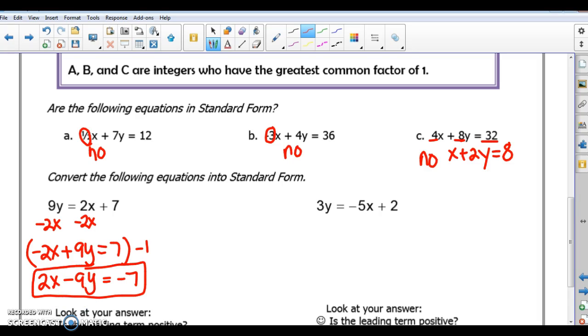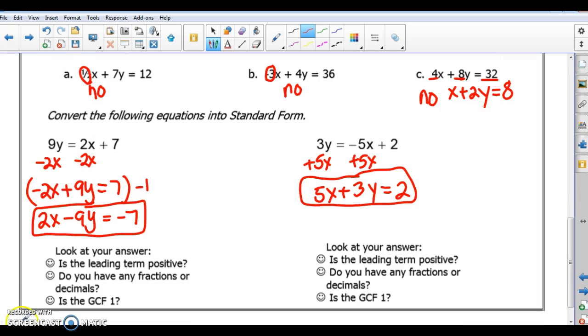Now, I want everyone to pause the video and try the next one. The second one was pretty easy because all you had to do is move negative 5x to the other side by adding 5x. And then 5x plus 3y equals 2. You can check this. Is the leading coefficient positive? Yes, positive. That's good. Do we have any fractions or decimals? No. Is the GCF 1? That means, can we divide 5, 3, and 2 by any number? No, that means the greatest common factor is only 1. So we're good. Make sense? Okay, let's turn to the next page.